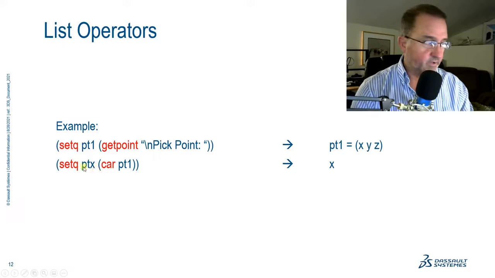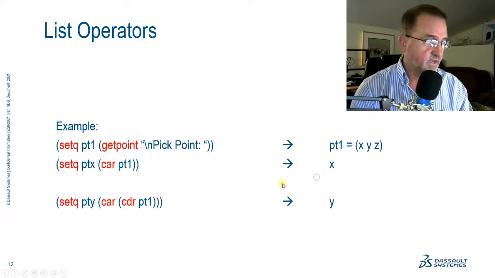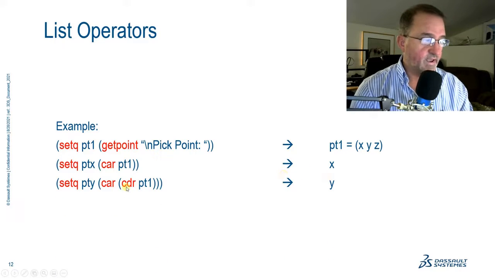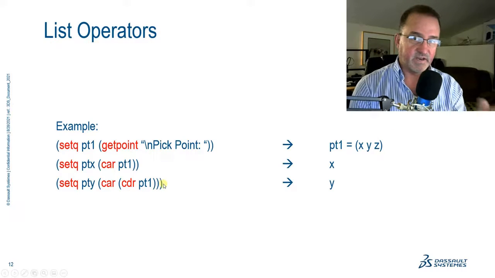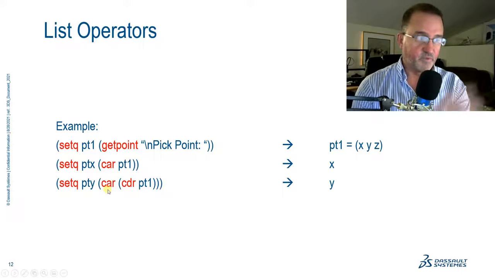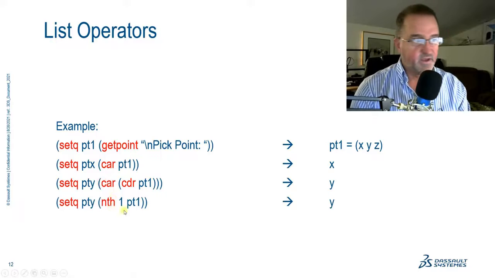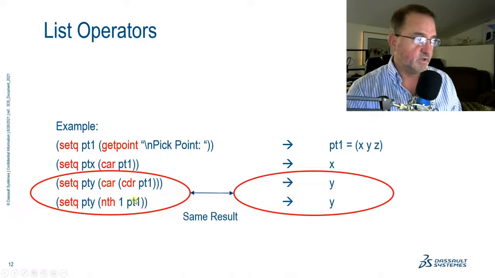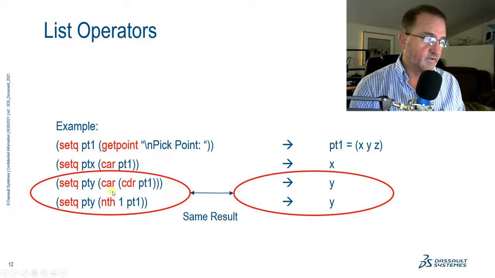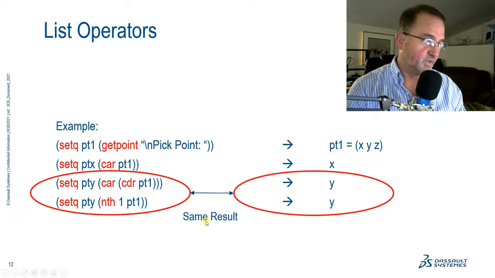If I want the x value, I can simply say car the list pt1 and I will get the value for x. But if I want the value for y, I have to take the list, use CDR to get everything but the first element, and then grab the first element of the remaining list to get the second element. Or I could use nth. In this case, you'll notice if I use nth to get y, it's the same thing, but it's a little bit shorter, it's cleaner, it's probably easier, especially when you start looking at getting the third and fourth and fifth elements within a list.